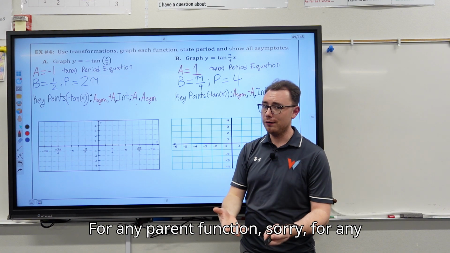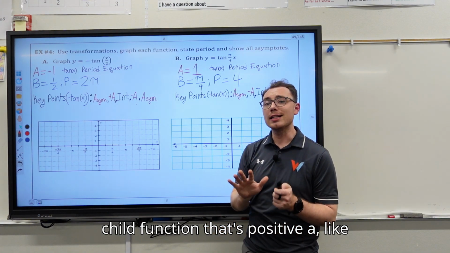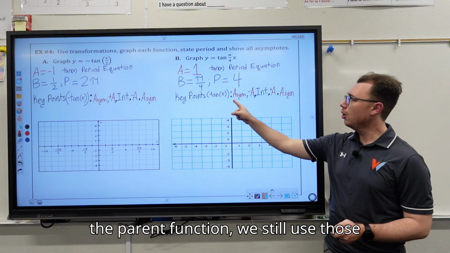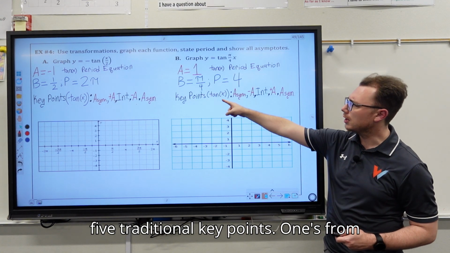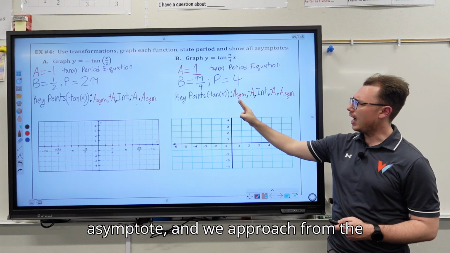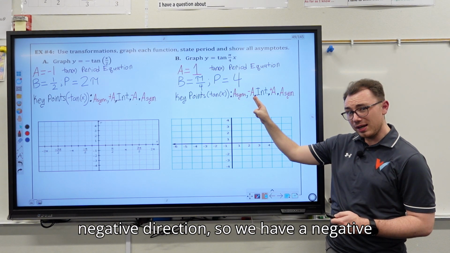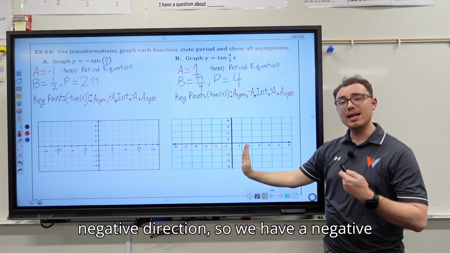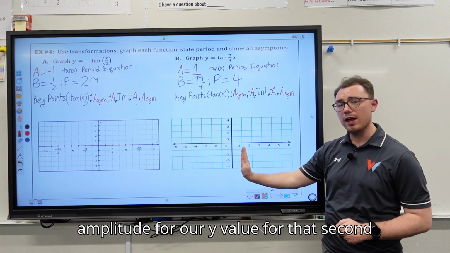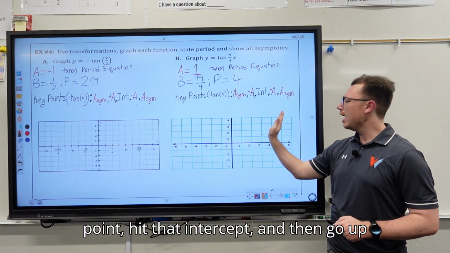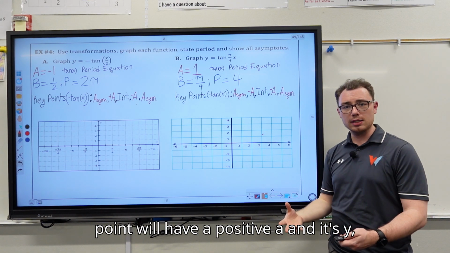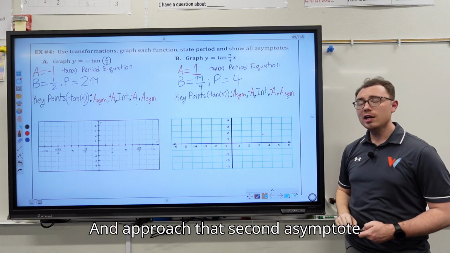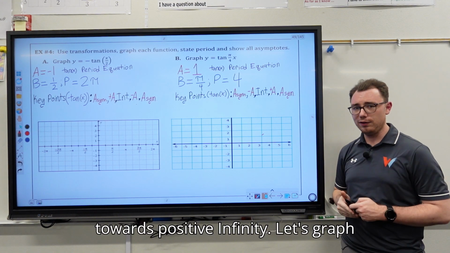For any child function that's positive a, like the parent function, we still use those 5 traditional key points. Ones from tangent of x here, where we have the asymptote and we approach from the negative direction, so we have a negative amplitude for our y value for that second point, hit that intercept, and then go up in the positive direction. So that fourth point will have a positive a in its y, and then approach that second asymptote towards positive infinity.